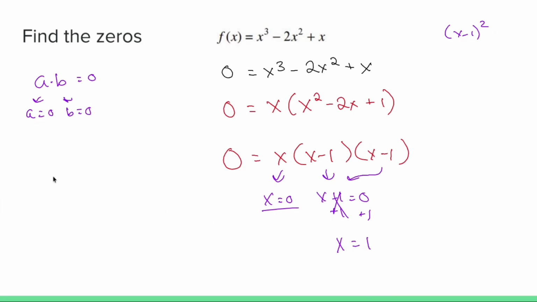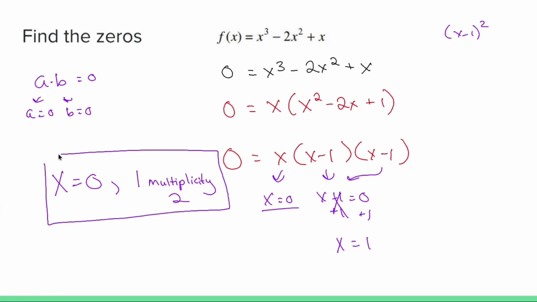Those are my 2 answers, but I'm going to add a little sauce to this. Since 1 is technically used twice, I'm going to say that the multiplicity is 2. Whenever you use the same answer 2 times, you say multiplicity is 2. Or if it's the same answer 3 times, multiplicity is 3. That'll come in handy when doing pre-calc stuff. But I technically have 3 answers, 0, 1, and 1.